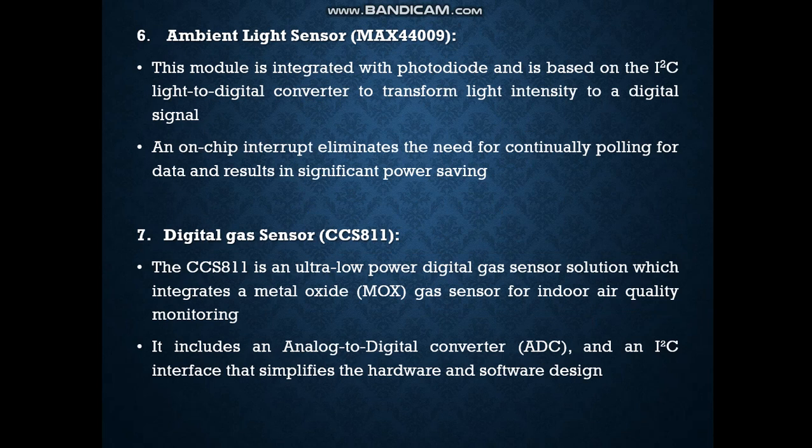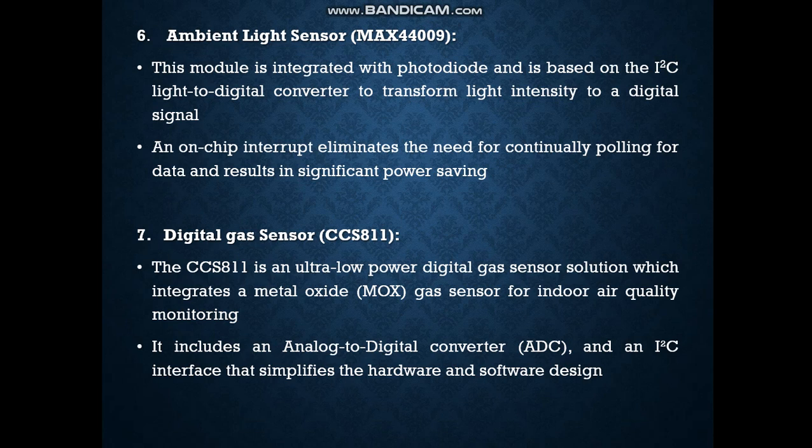And now we'll look at the ambient light sensor. Here we use the MAX44009. This module is integrated with a photodiode and is based on an I2C light-to-digital converter to transform light intensity to a digital signal. An on-chip interrupt eliminates the need for continuously polling for data and results in significant power saving.